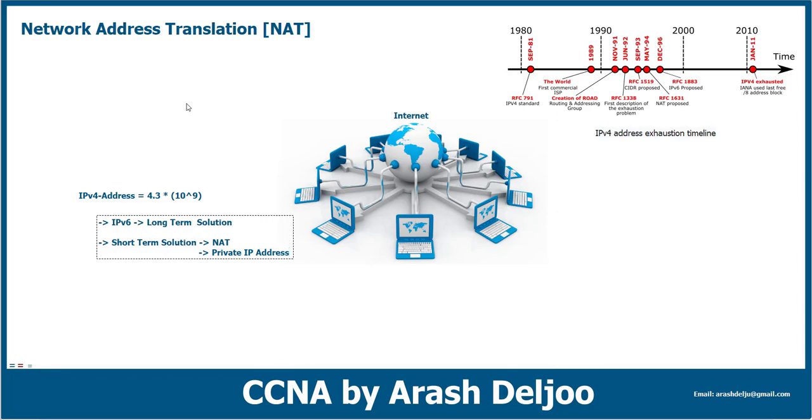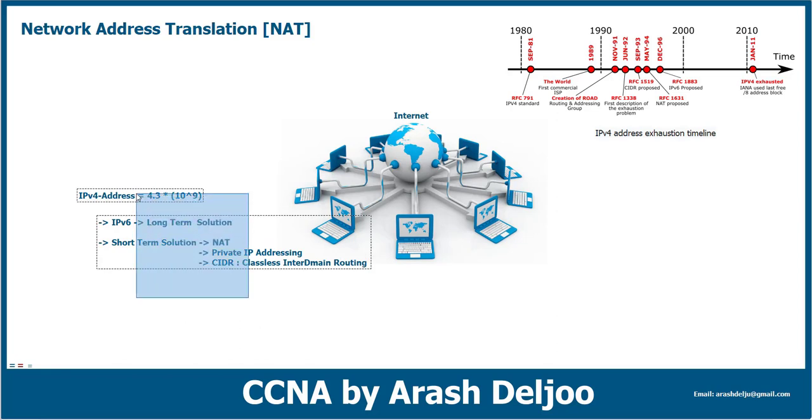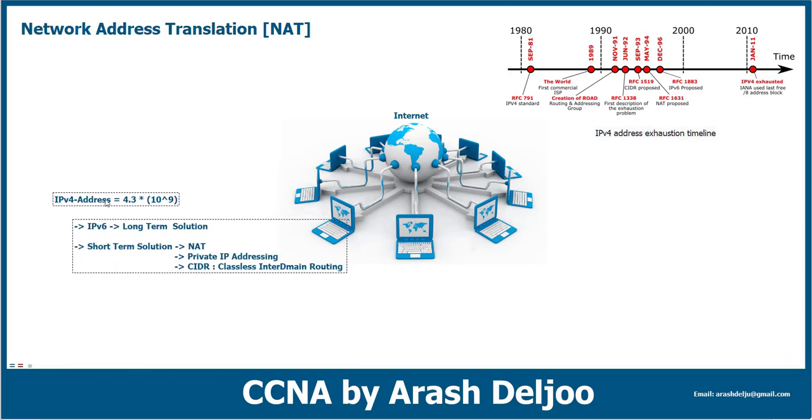And maybe the next short-term solution is CIDR, or classless inter-domain routing. I know that in CIDR we have some features related to routing, not only addressing. But let me first review these solutions, private IP addressing and CIDR. After that, we can start to talk about NAT, and then we can configure NAT, and finally we will learn about this short-term solution.